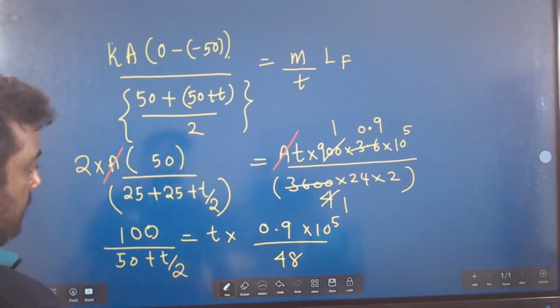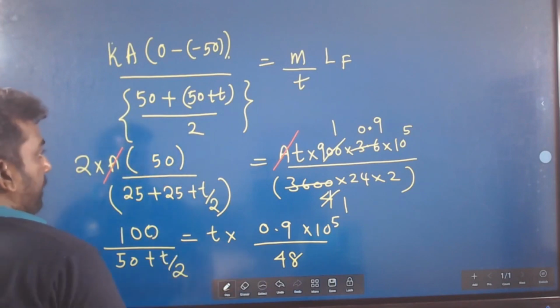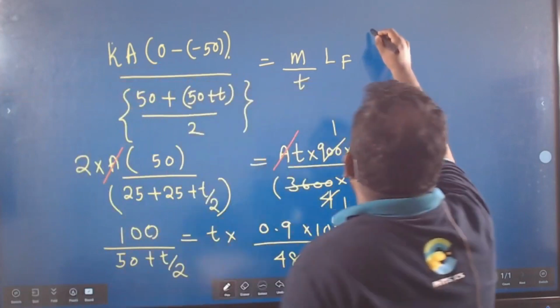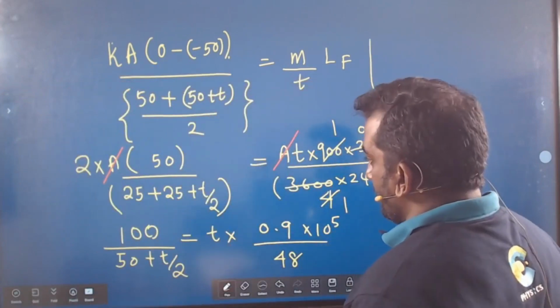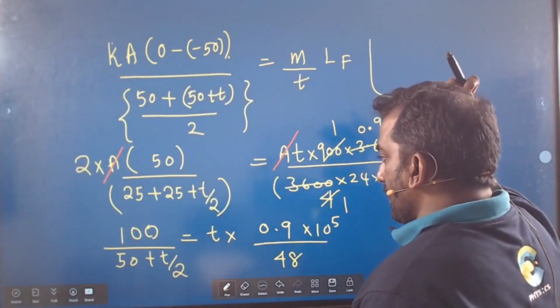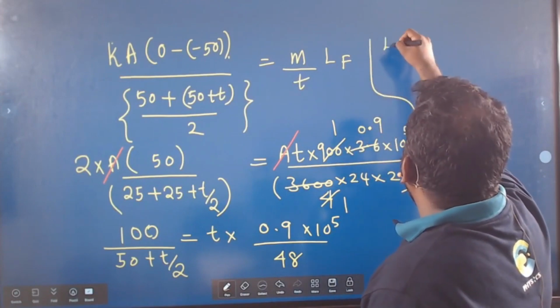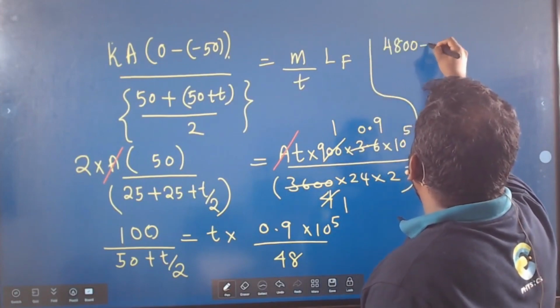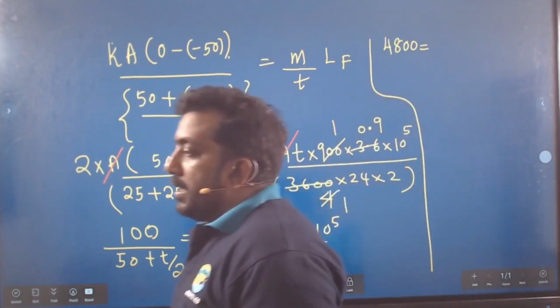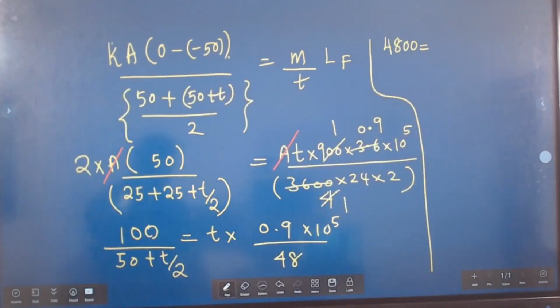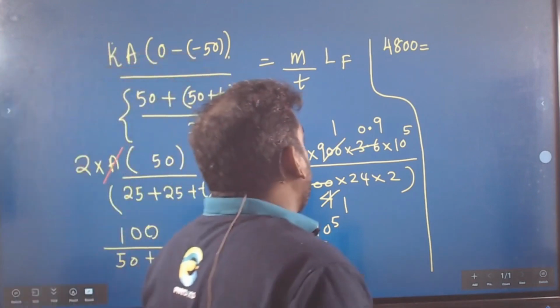Right. Now cross multiply. Here, but you can solve it a different way as well. That will solve in a while. We take it like this.